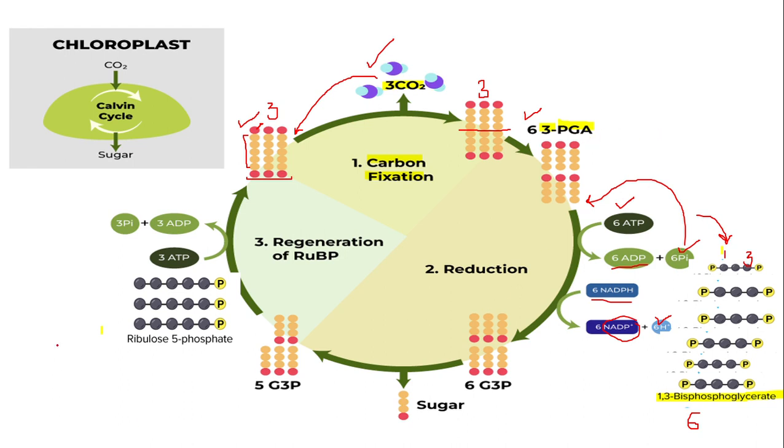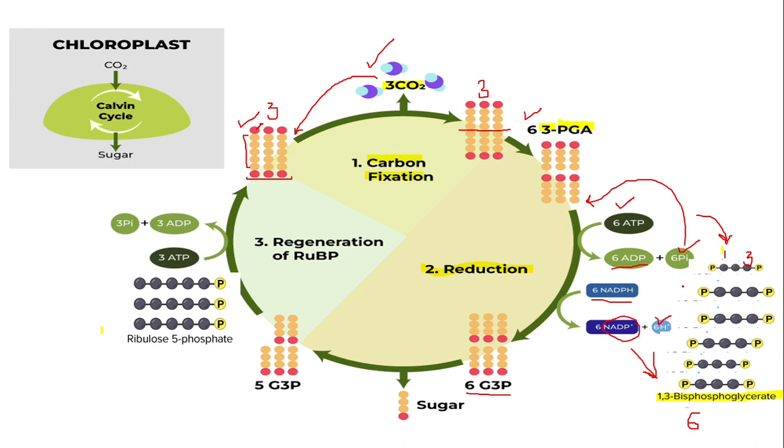So moving back towards the step we left, the 6 NADPH will split into 6 NADP positive, and there will be the formation of 6 hydrogen molecules. Because there is the release of hydrogen, this phase is called reduction. After the formation of the 6 hydrogen molecules, these hydrogen molecules will then be received by these 1,3-bisphosphoglycerate, and there will be the formation of 6 G3P, and this G3P is also called glyceraldehyde 3-phosphate.